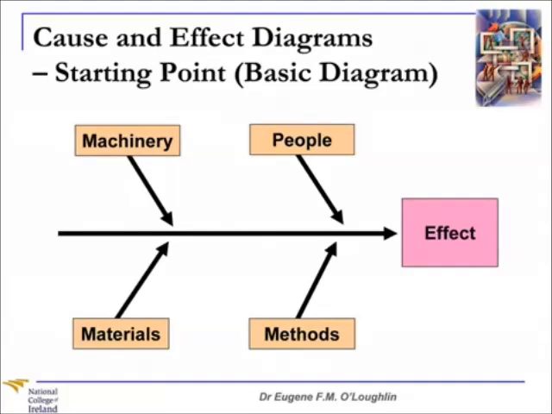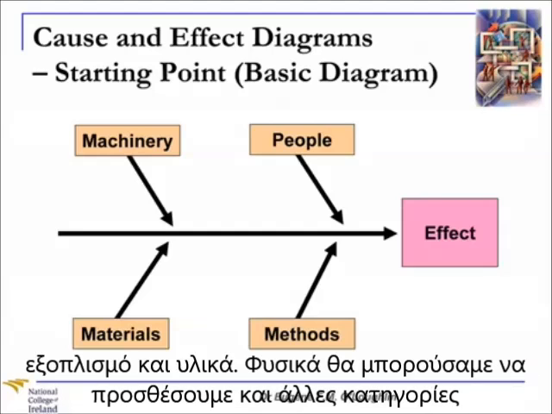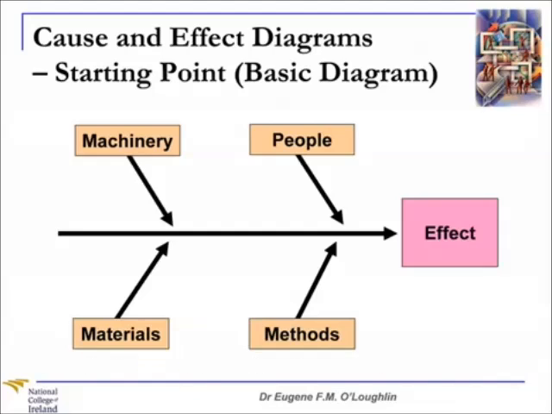So here, for the purposes of this video, we have a simple cause and effect diagram starting point with machinery, people, materials and methods that cause a possible effect, as we've mentioned before. If we need another category, we just simply add one in. So for example, we could add in money as a category here, or equipment or some other type of category. But for the moment, let's stick with these four.